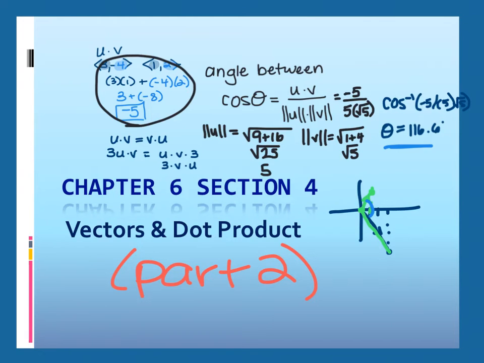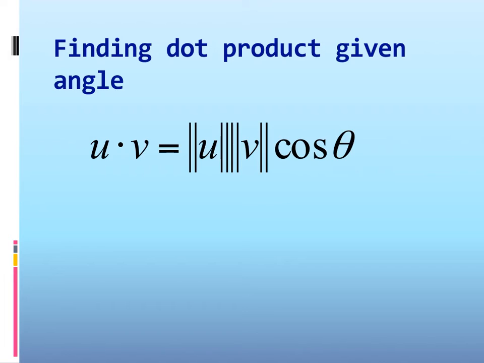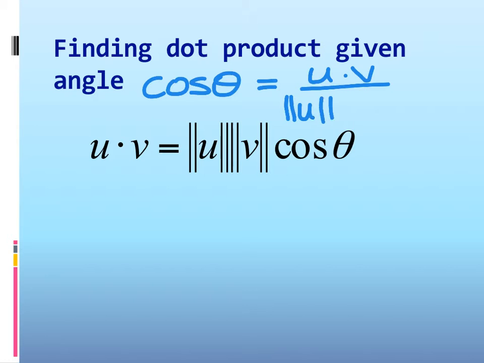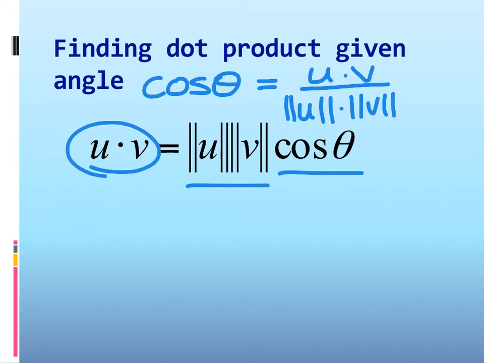All right, so that kind of catches us up to where we are now, which is finding the dot product given the angle. So now we're going to work in the other direction. We just said that the cosine of theta equals u dot v over the magnitude of u times the magnitude of v. So now let's consider that we actually have the angle and the magnitudes, but what we're looking for is the dot product.